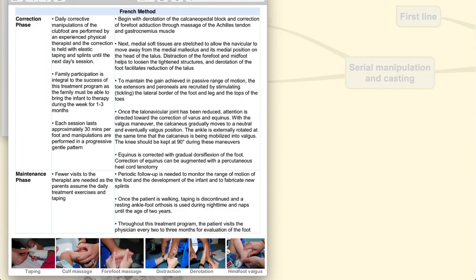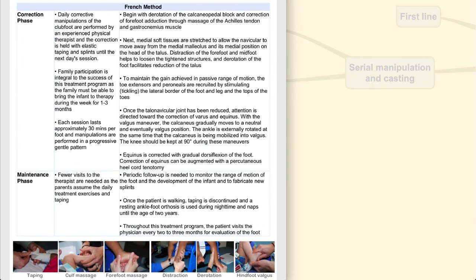So the French method is basically divided into a correction phase and a maintenance phase. During the correction phase, daily corrective manipulations are performed, and the correction achieved through passive manipulation is maintained using a specific method. Usually, the therapist will perform taping to maintain the correction, and gradual correction is done through direct distraction, derotation, and also correction of the hindfoot valgus. This method is quite difficult because you need to be trained well before you can do the correction well. The correction is usually maintained with tapes, as opposed to casts that are usually used in the Ponseti method.